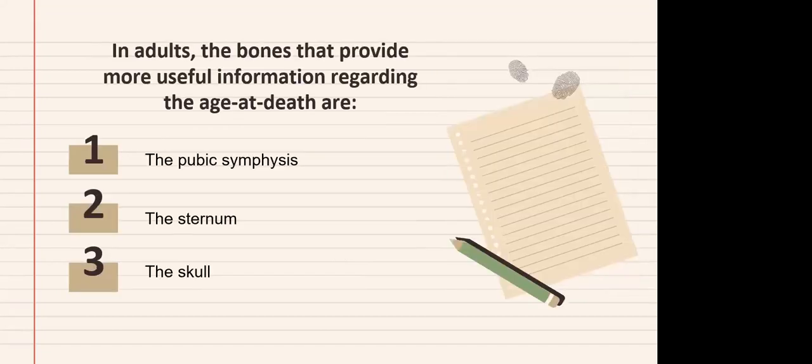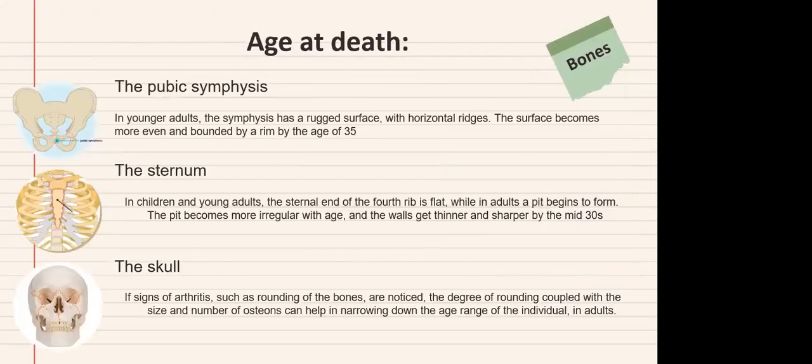So, in adults, the bones that provide more useful information regarding the age at death are the pubic symphysis, the sternum, and the skull. Next slide. Okay, so age at death. The pubic symphysis forms the anterior junction of the two halves of the pelvis. These bones develop gradually, so the age can be estimated reasonably well based on the appearance of the symphysis. In younger adults, the symphysis has a rugged surface with horizontal ridges, and the surface becomes more and more even and bounded by a rim at the age of 35.